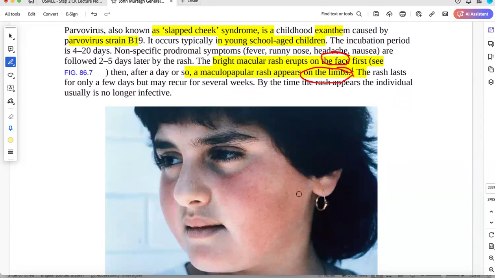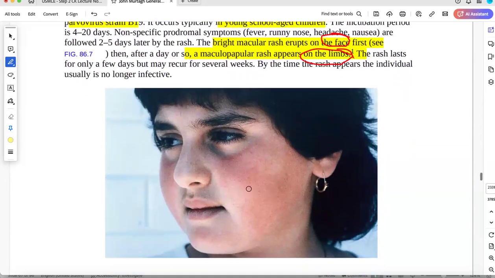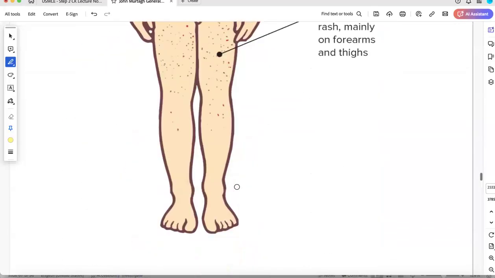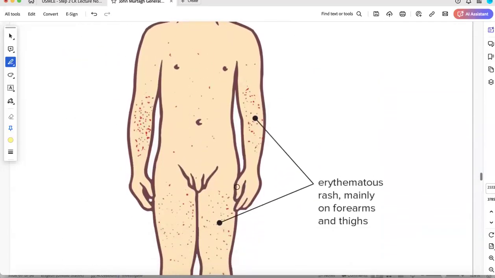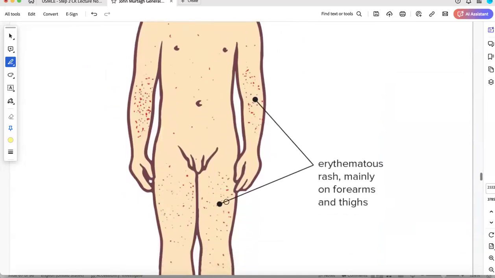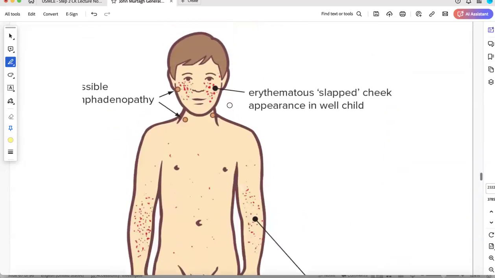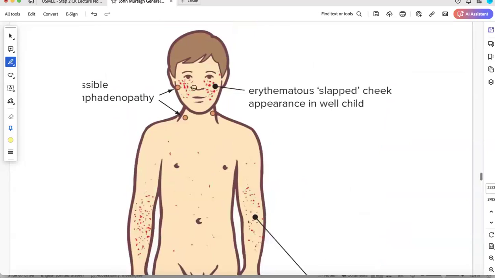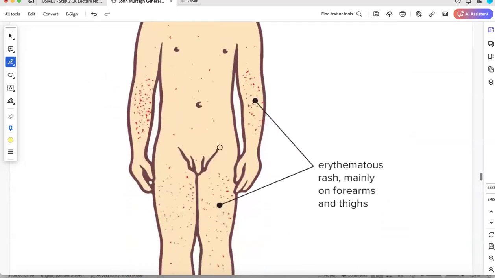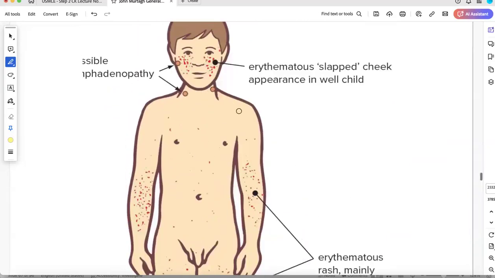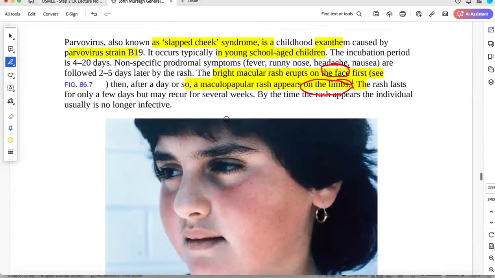And then 2 to 5 days after this prodromal symptom, the patient starts to have a rash. The rash is a bright red macular rash. It first starts on both cheeks like this, and it looks like someone has slapped the child. After that, a maculopapular rash will appear on the whole body. Now remember, this is not centripetal like others. The rash is more common on the extremities than the trunk. Okay, so there are a lot of clues here. You have an erythematous rash on the cheeks, and then the rash appears on the extremities, not that much on the trunk. Okay, so that's parvovirus B19.